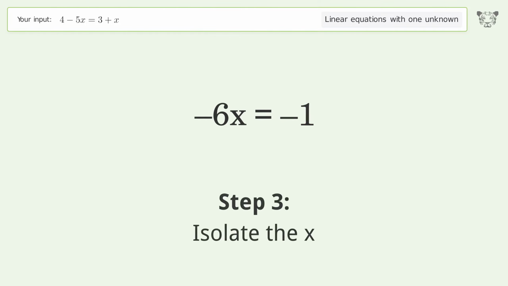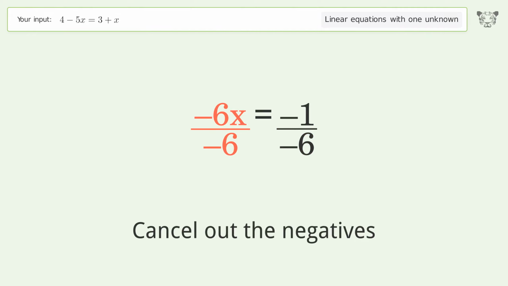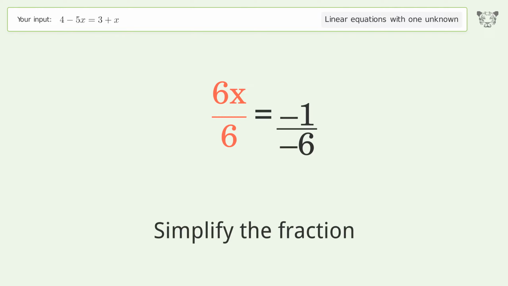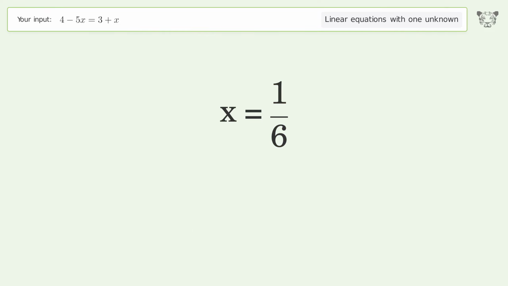Isolate the x. Divide both sides by -6. Cancel out the negatives. Simplify the fraction. Cancel out the negatives. And so the final result is x equals 1 over 6.